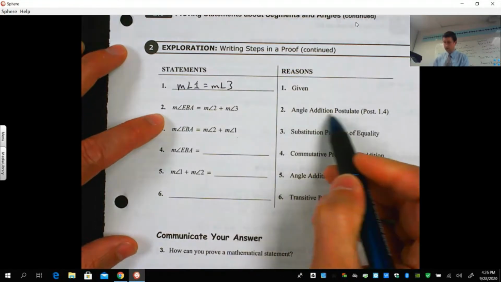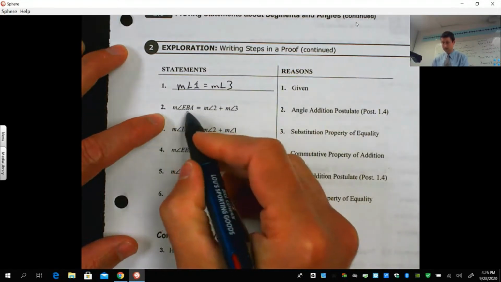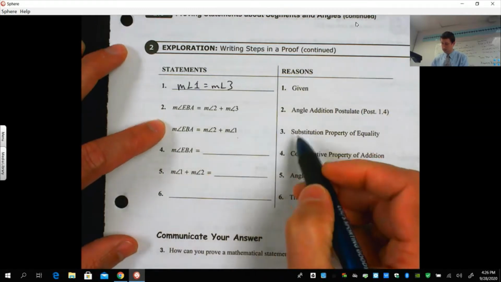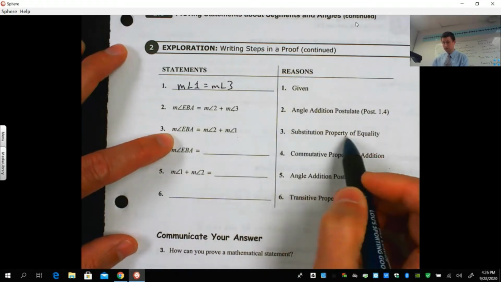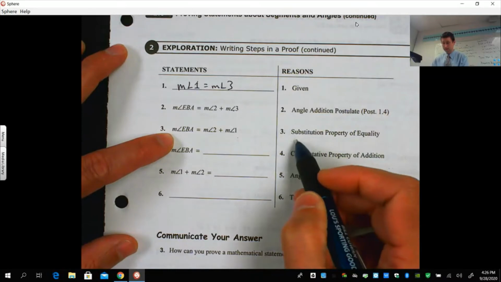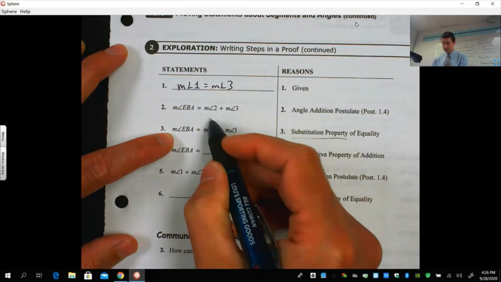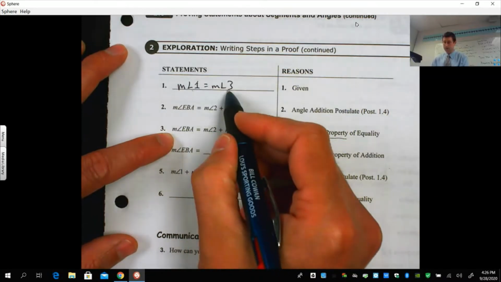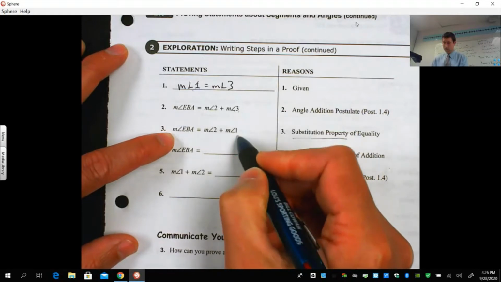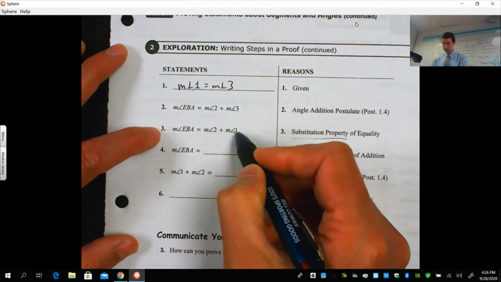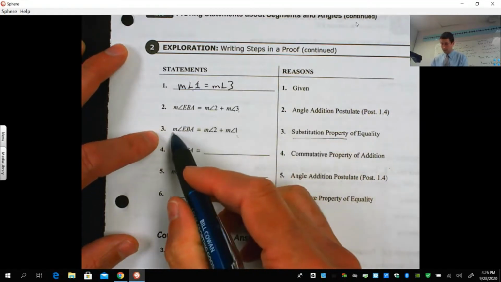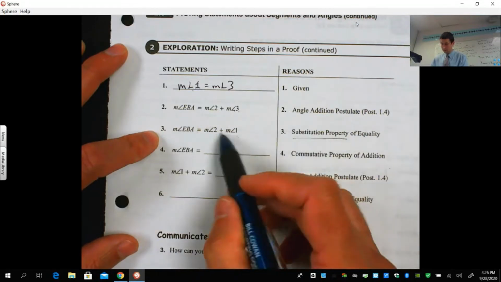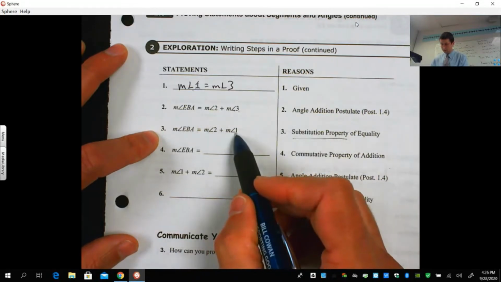Okay, they use the angle addition postulate. EBA is 2 plus 3. They use the substitution property of equality. So it's the substitution property, and since 1 equals 3, 3 equals 1. So they substituted those two. So the measure of angle EBA equals 2 plus 1.